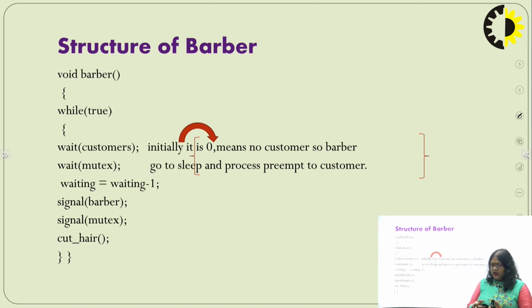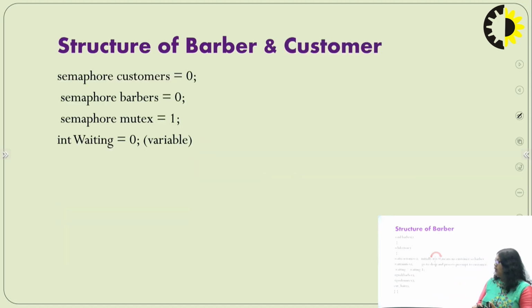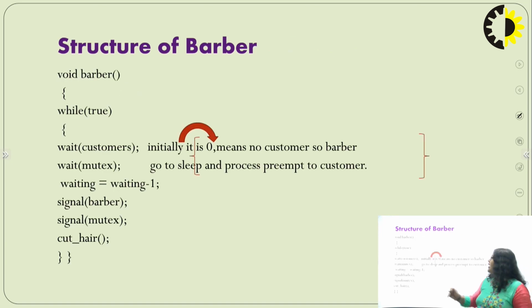Wait mutex. Initially the value of the mutex is 1. So wait mutex means now it is 0. This is the structure of the barber. This is not the structure of the customer, because there is no customer in the initial state. So the barber either sleeps or just locks the shop and leaves. So this is the basic condition of the barber.